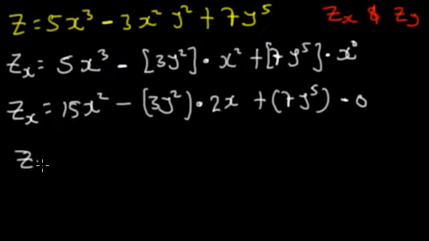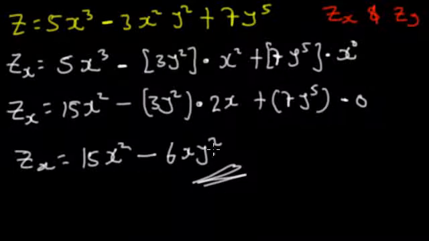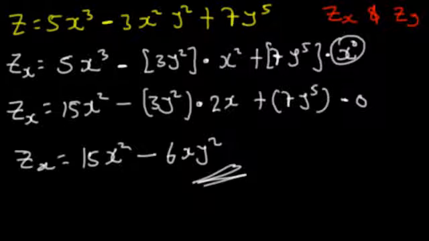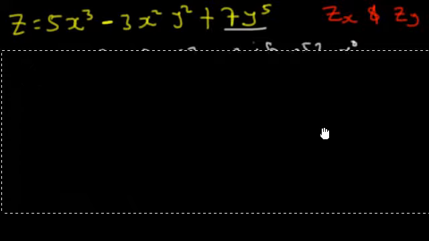So it means our z of x, which is our final answer, would be 15x squared minus 6xy squared, plus 0, and that's our final answer. Like I said, the main reason why I introduced the x power 0 is to show you how this eventually results in 0. So now let's find the solution for z of y.